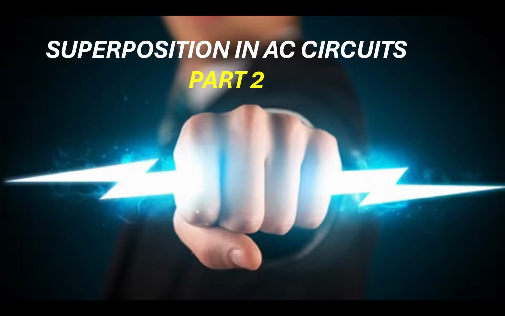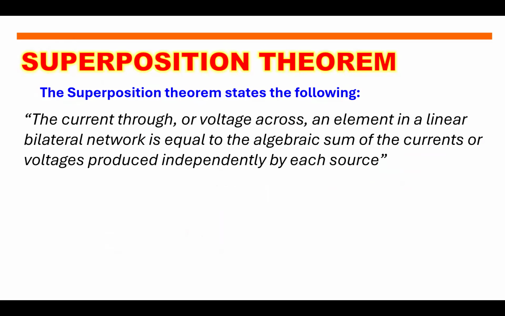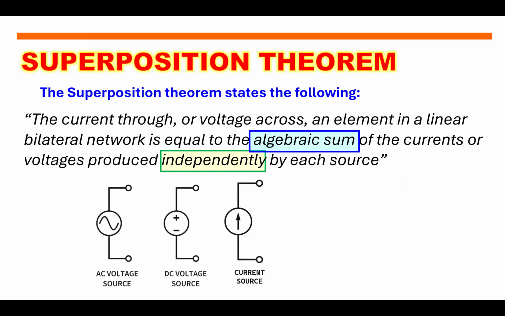Today we're going to discuss the part 2 of the superposition in AC circuits. So let's have a review first of what superposition is, or what superposition theorem is. So the superposition theorem states that the current through or voltage across an element in a linear bilateral network is equal to the algebraic sum of the currents or voltages produced independently by each source.